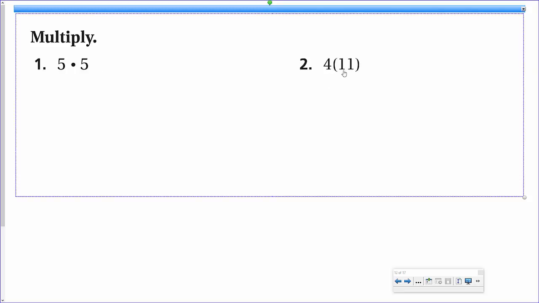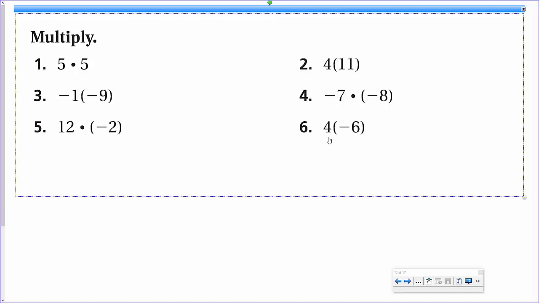So these both have the same sign, so therefore it will be positive 25. These both have the same sign, same sign, so it's 44. These both have the same sign, so it's 1 times 9, which is 9. These have the same sign, so it'll be a positive 56. This one here, of course, there's one positive, one negative, so what is it, positive or negative? That's right, negative. This one here, positive or negative, what is this going to be? Exactly, negative.